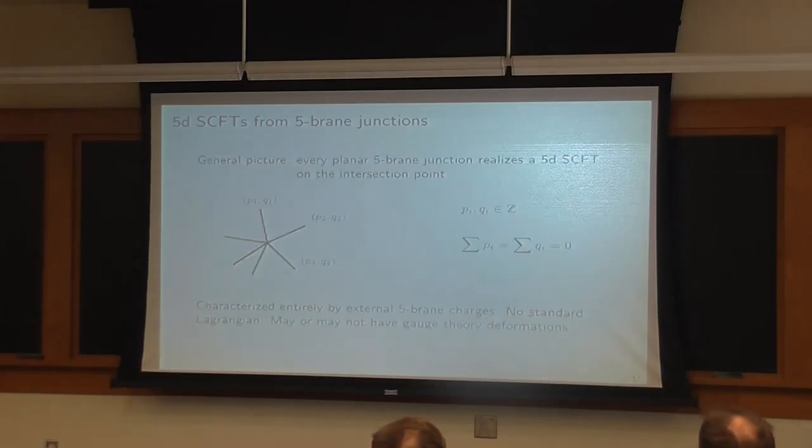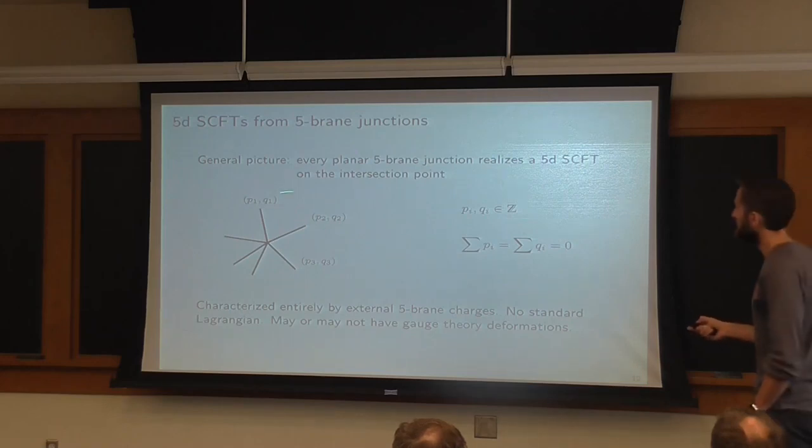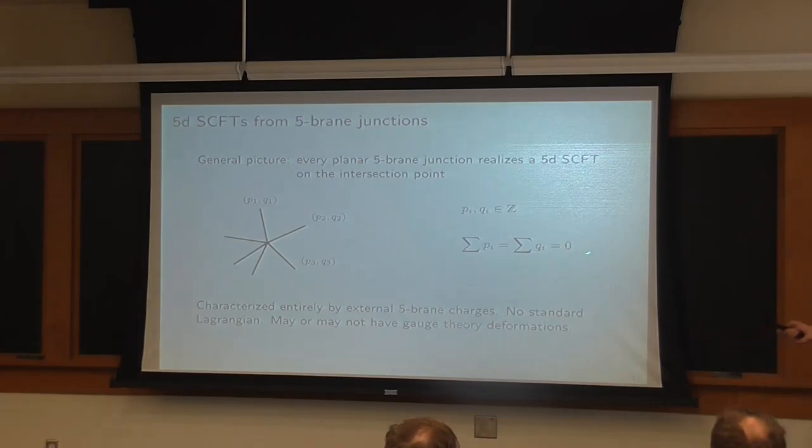Good. So let's turn the picture upside down. So far we've engineered webs and said, okay, in all of those I can take a limit where I get a fixed point. What I want to do now is turn it upside down and say, well, the claim is then that every planar 5-brane junction of the type which I had on the previous slides realizes a 5-dimensional superconformal field theory on this intersection. And this, sure enough, is an infinite family of theories. They are characterized only by the charges that are involved here, subject to the condition that I have charge conservation at this vertex. So that's really the only constraint.